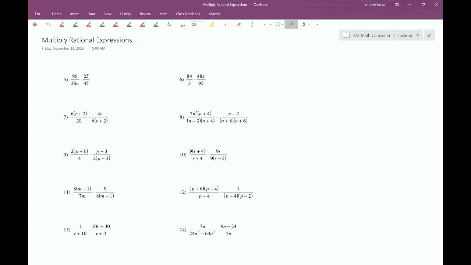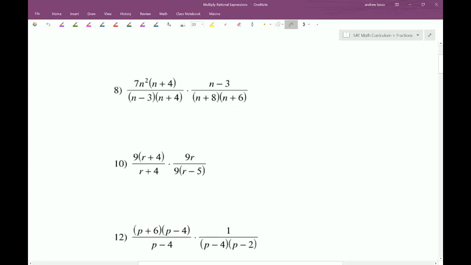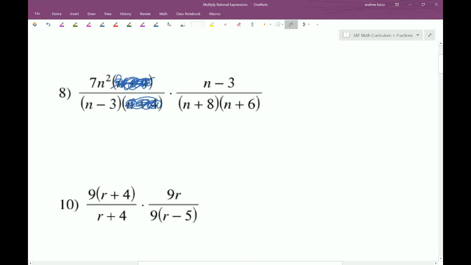Okay, next we're going to put together two ideas that we've already explored: the idea of cross-canceling, along with the idea of factors. So, in this example, the n plus 4 here can cancel out. You could just draw one line through, but sometimes you like to scribble it out so you won't get confused. So this n minus 3 can also be canceled here.